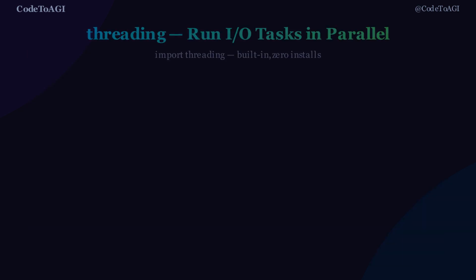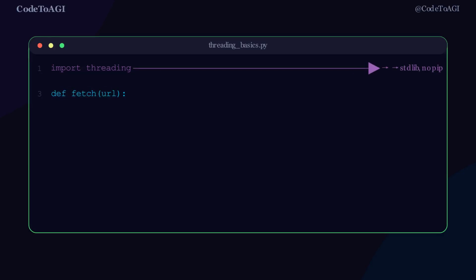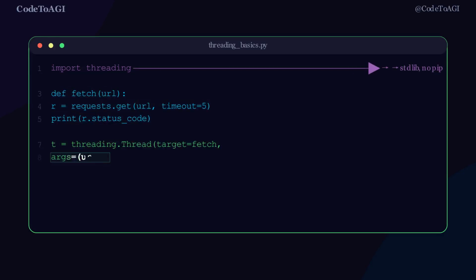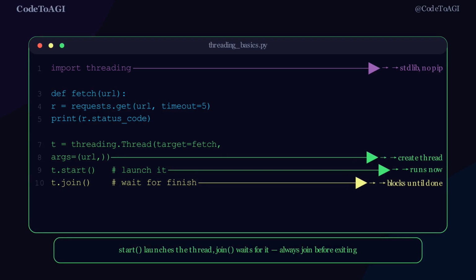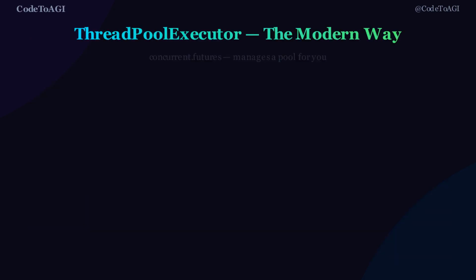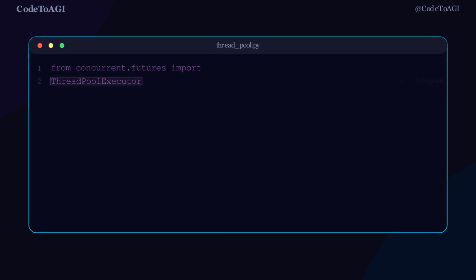Import threading, built right into Python, no pip needed. Create a thread by passing a target function. Pass arguments with the args parameter as a tuple. t.start launches the thread. It begins running immediately. Your main code keeps going at the same time. t.join blocks until that thread finishes. Always join before your script exits, or the thread dies mid-work. One thread for one background task. Simple and direct. Managing threads manually gets messy fast.